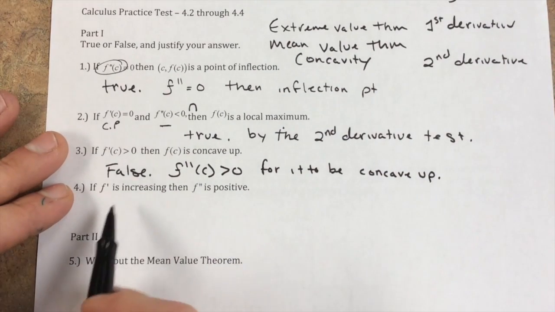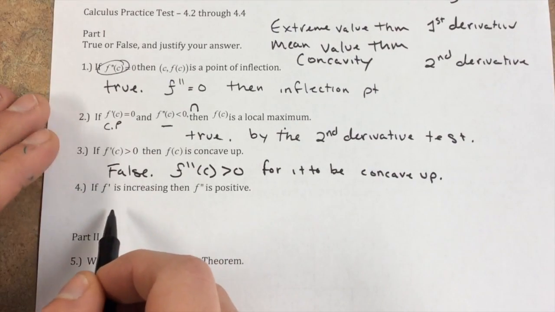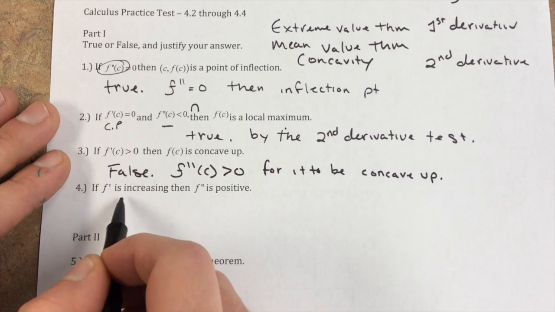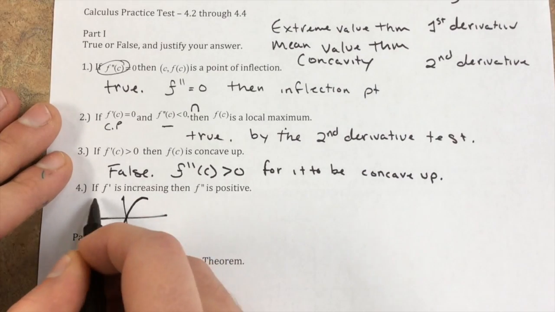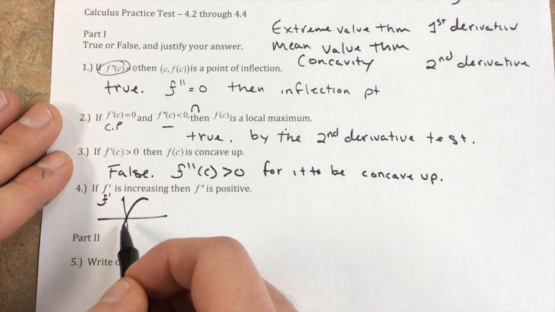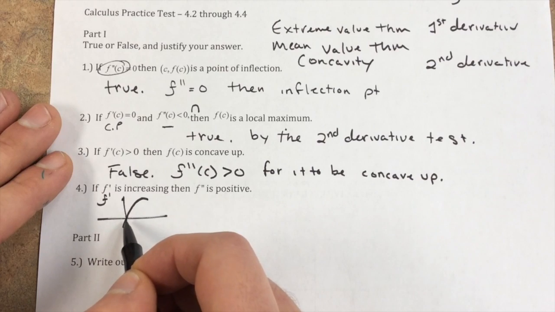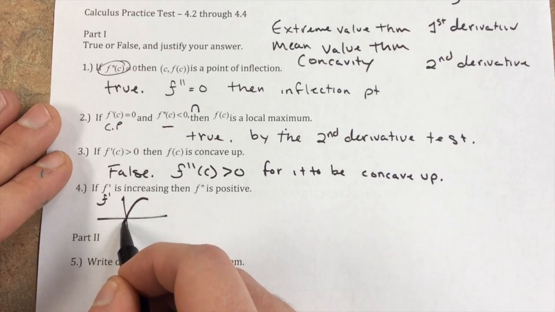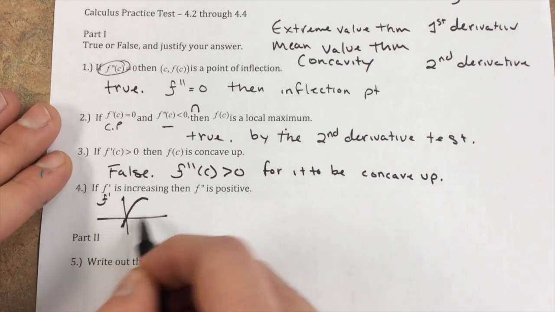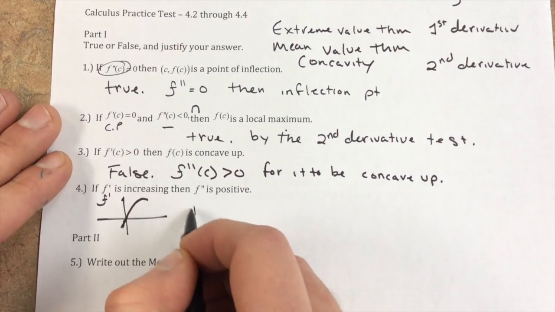Last one. If f prime is increasing, then f double prime is positive. Let's just think about that for a second. If my derivative is increasing, so let's say I had a graph, let's say that's f prime. So if my slope here is increasing, if my slope is positive, then my derivative would be positive. So if the slope of the derivative is positive, then f double prime is positive. So this is true.